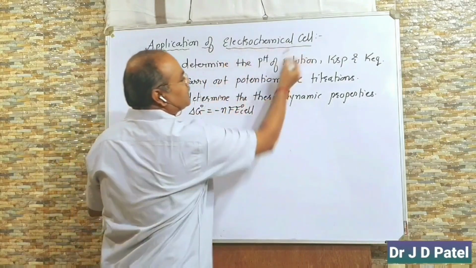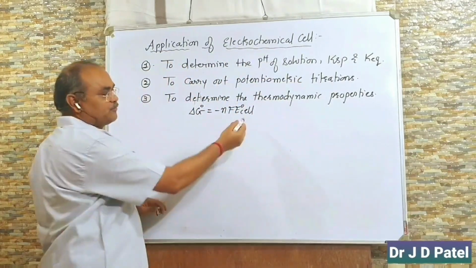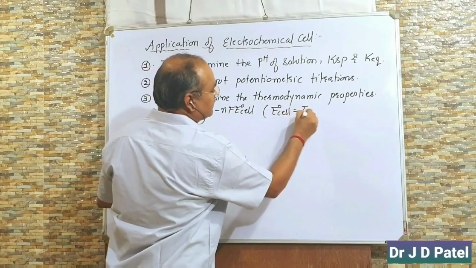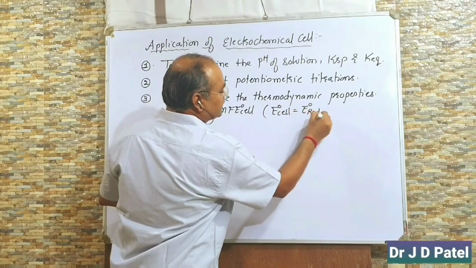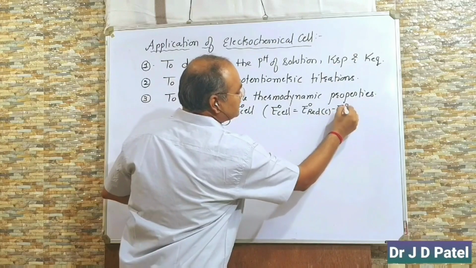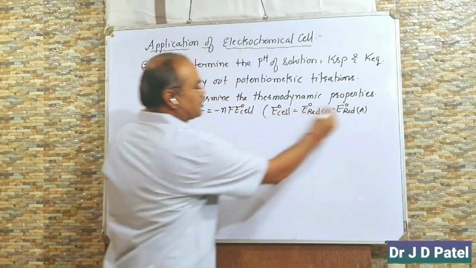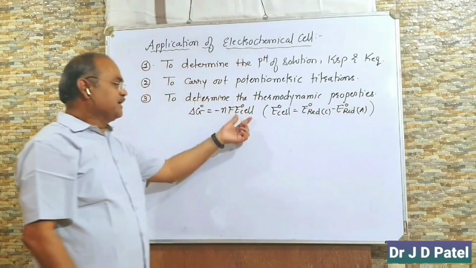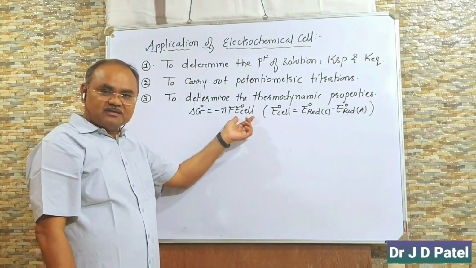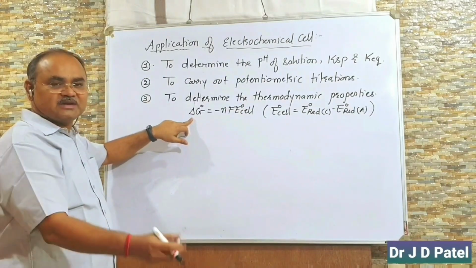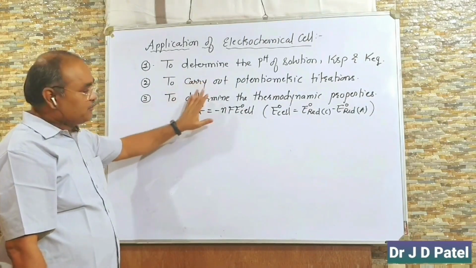We know the formula: E0 cell is equal to E0 reduction at cathode minus E0 reduction at anode. So using this formula, you can find out the cell potential of that cell. And once you find out the cell potential of that cell, you can find out the thermodynamic function like delta G. And I told you what type of questions are being asked based on this. Clear?